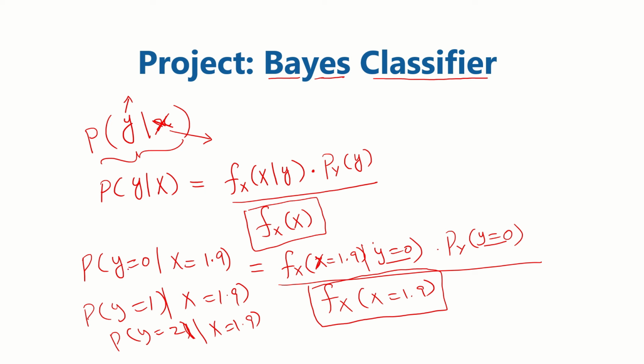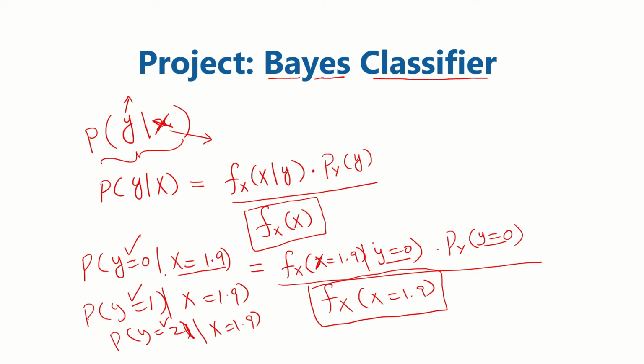Because we are just interested in whether y equals 0 is more likely, y equals 1 is more likely, or y equals 2 is more likely, all we need is the comparison of these three. If the probability that y is equal to 0 is the highest, then we will say that this belongs to class 0. If the probability that y is equal to 1 is highest, then we will say it belongs to class 1. Otherwise, it goes to class 2.